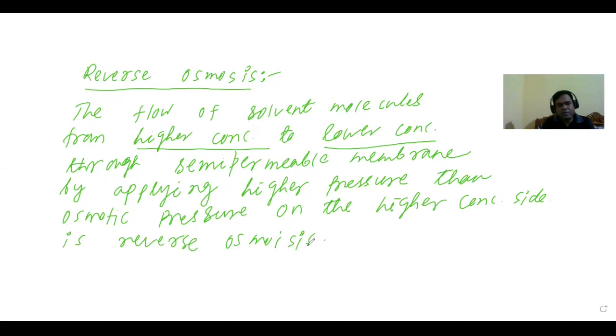The flow of solvent molecules from higher concentration to lower concentration through a semi-permeable membrane by applying higher pressure than osmotic pressure on the higher concentration side is known as reverse osmosis. Next, what is osmotic pressure?